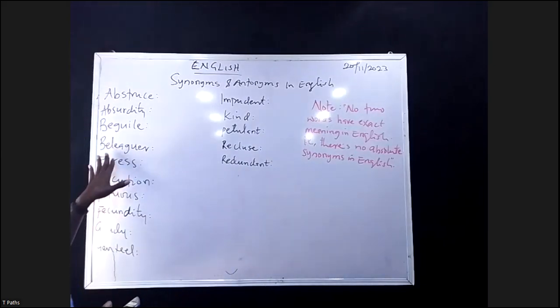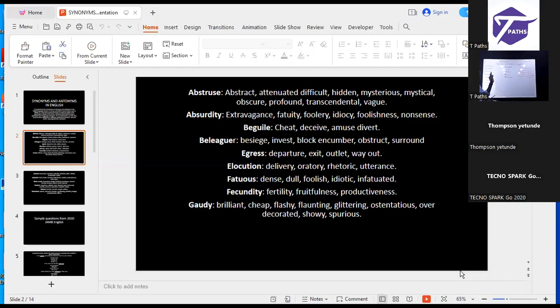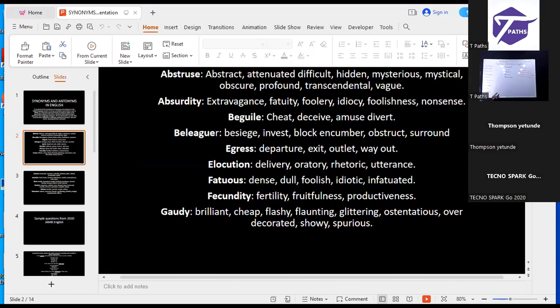Now look at the word beleaguer. Beleaguer means beseech. Other words for beleaguer are invest, block, encumber, obstruct, surround. That's the meaning of beleaguer. Look at the word egress. Egress means departure. It means exit. It means outlet. It means way out, which could be a phrasal verb, right?